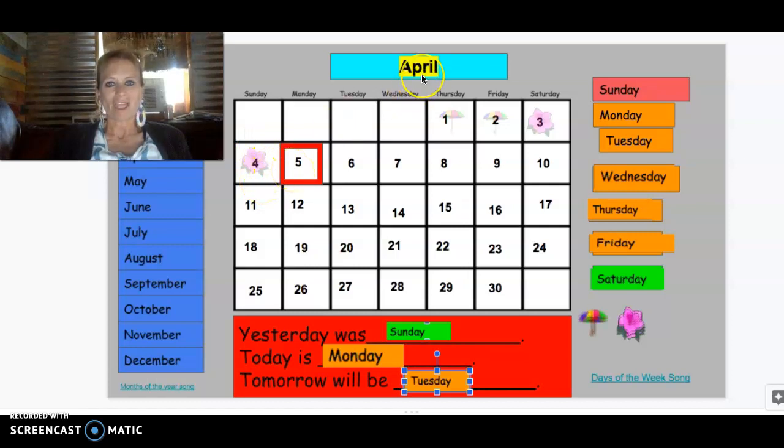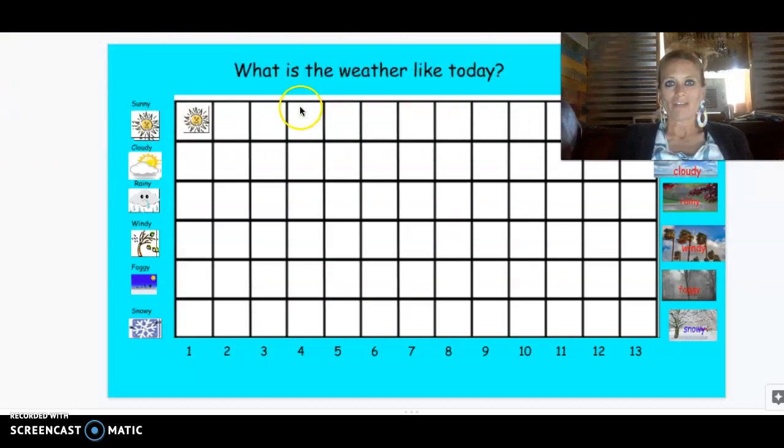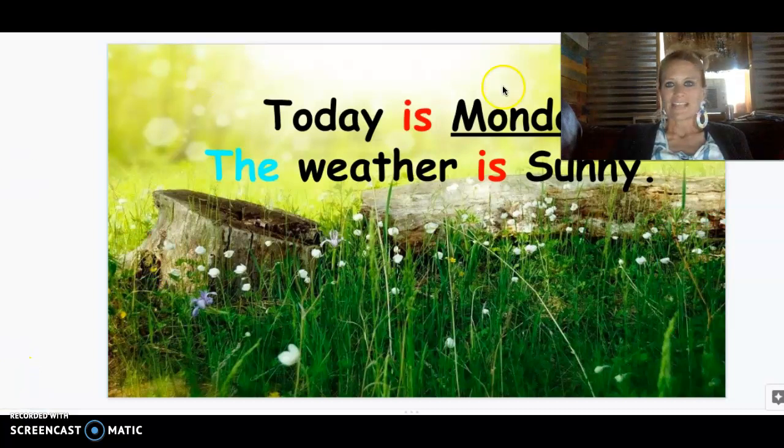5. It is the 5th of April today, and the year is 2021. We have an AABB pattern going, so we have an umbrella, umbrella, flower, flower. What would today be? Back to umbrella. There it is. What is the weather like today? So let me know the weather and I'll move my graph over. Today is Monday and the weather is sunny.